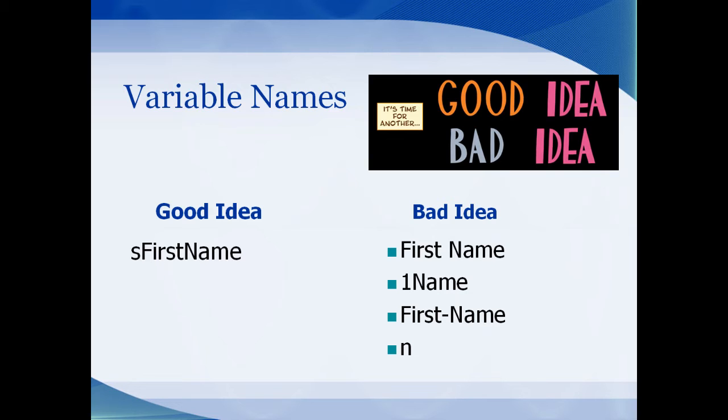Well, on the bad idea side, your code will not run if there's a space in the variable name. So first space name would not be valid, and your program would actually not compile. The second one, a name can't start with a number. That would also not compile. Well, third, if you name it n, that would actually compile, but you're going to have so many variables that how are you going to know what n is? And so you want something a little bit more descriptive than that.